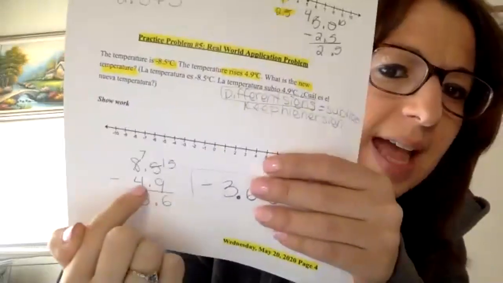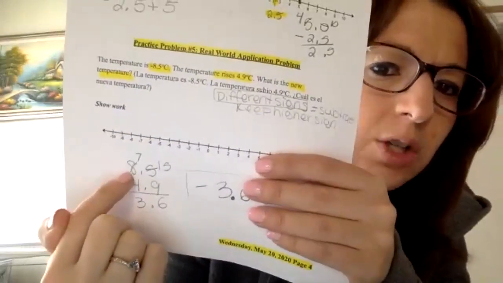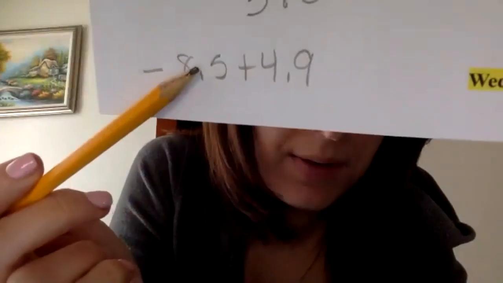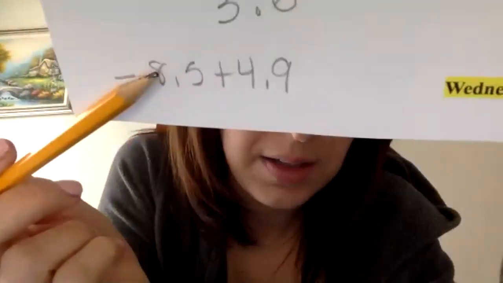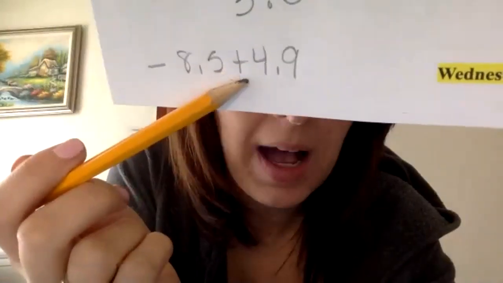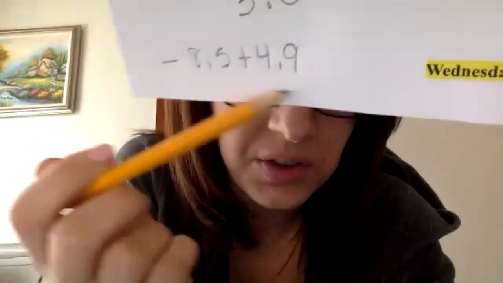So now you have negative 8.5. This is what it looks like. I'll show you. You have negative 8.5 plus 4.9. Okay, this is what your number sentence looks like. Negative 8.5 shows me what the temperature is. When something rises, it's positive, 4.9. So this is the number sentence.